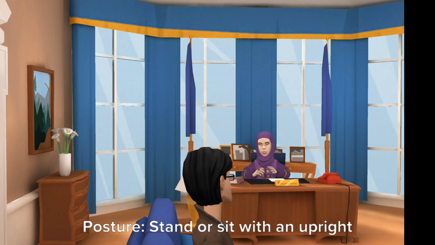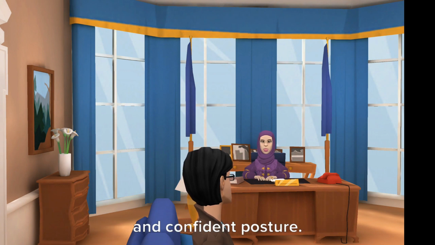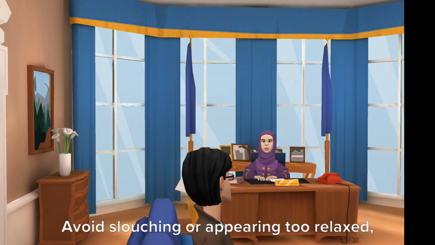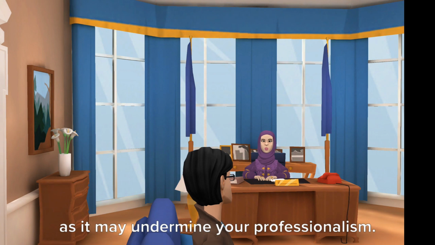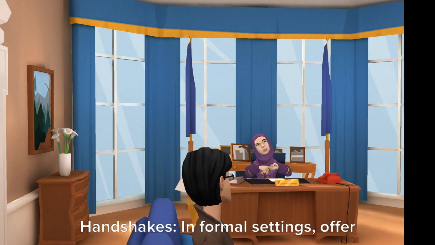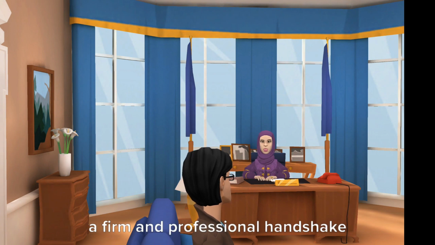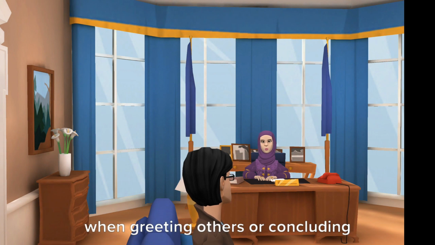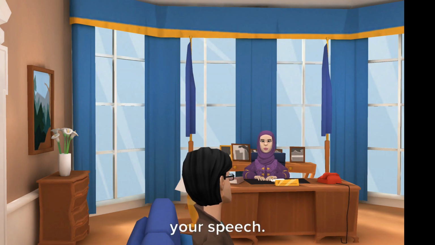2. Posture. Stand or sit with an upright and confident posture. Avoid slouching or appearing too relaxed, as it may undermine your professionalism. 3. Handshakes. In formal settings, offer a firm and professional handshake when greeting others or concluding your speech.